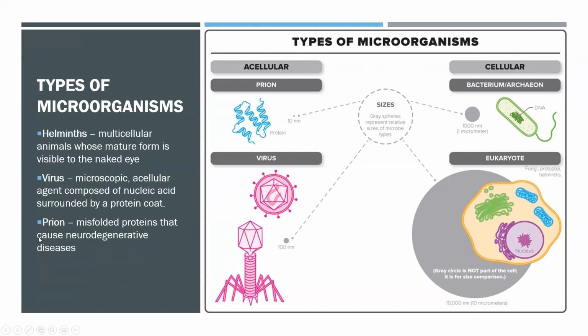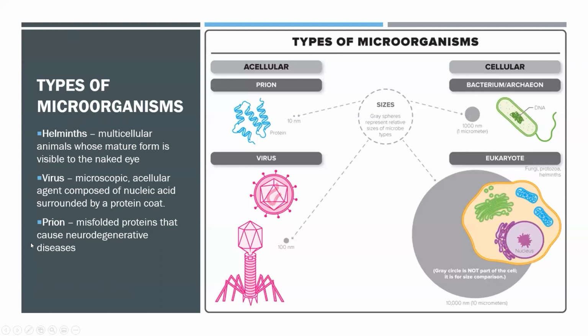Another type of microorganism is a helminth. This is a multicellular animal, so they're eukaryotic, and their juvenile stage is microscopic, so like the eggs, the very early juveniles, and the adults are macroscopic. You may have heard these referred to as like tapeworms. Okay, so tapeworms, they'll lay eggs that are microscopic, but the actual tapeworm itself can be clearly seen with the naked eye.